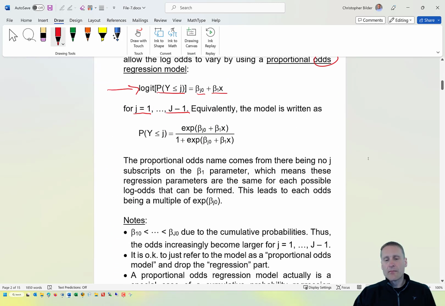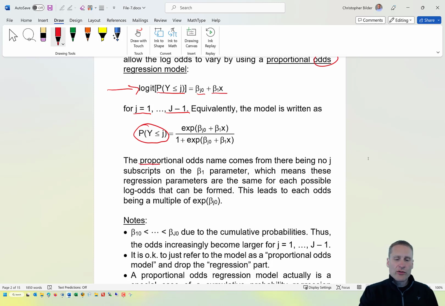Now, similar to what we saw with logistic regression, one could rewrite this expression so that I only have the probability on the left side, but now this is a cumulative probability. And on the right side, I have the exponential function evaluated at beta sub j0 plus beta 1 times x, all that divided by 1 plus the exponential function evaluated at beta sub j0 plus beta 1 times x.